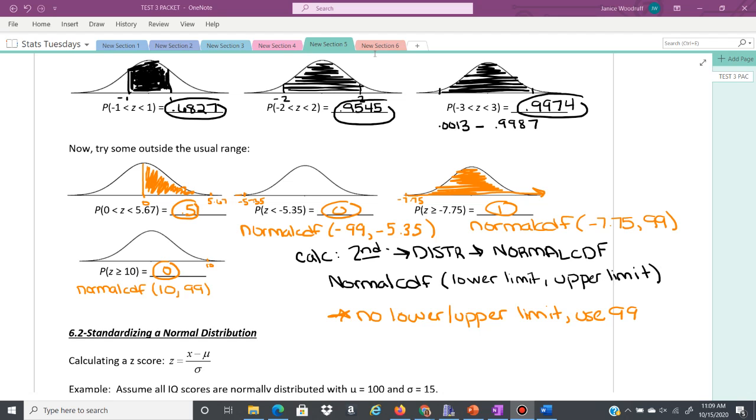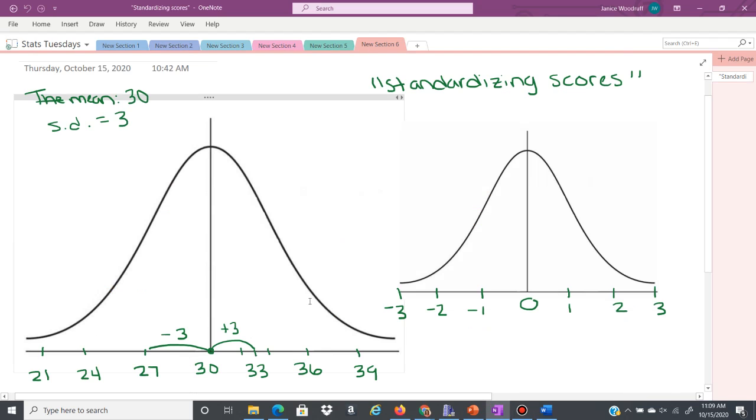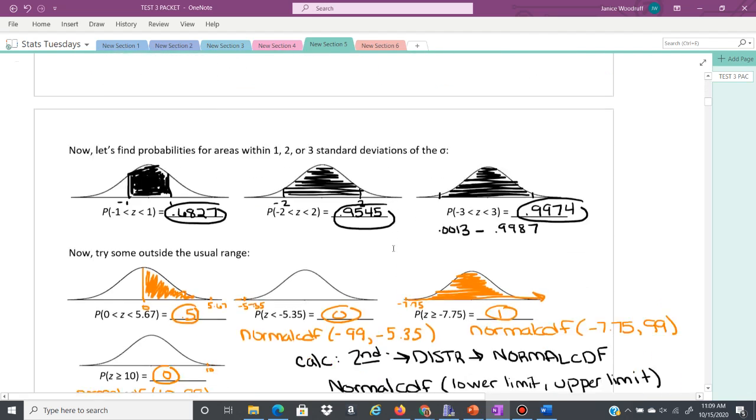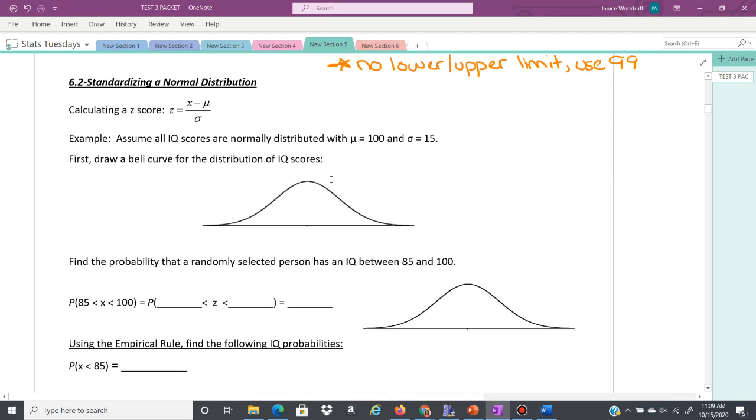Now 6.2 is going to go back to what I did here in standardizing the score, but now looking for certain values within our standardized scores. When we're standardizing the score, you have this formula, the z-score in a standardized curve: x, the x value, minus the mean, over the standard deviation. So where do I put a score on my curve? I'm going to do this formula, and then it'll tell me where to put it.